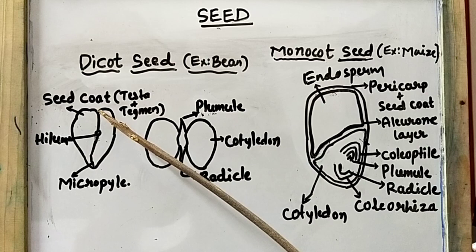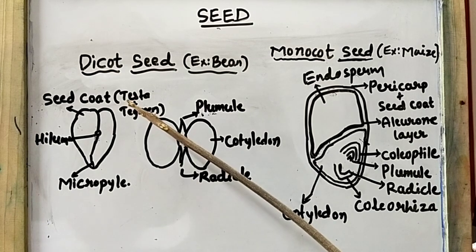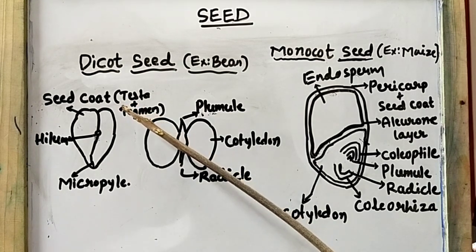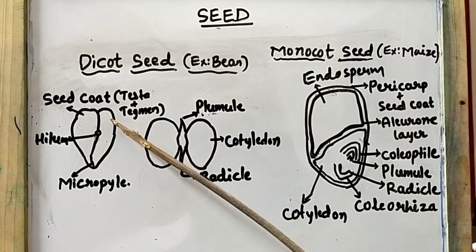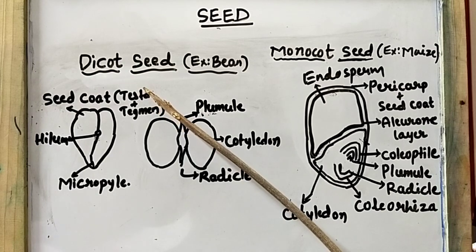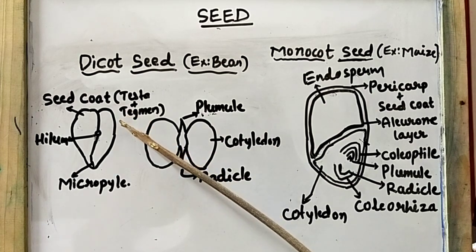Understood? This seed coat has two layers. How many layers are present in the seed coat? Two layers. What are they? The outer one is testa and the inner one is tegmen. The outer layer, which is very hard, is known as testa, and the inner layer is the tegmen.